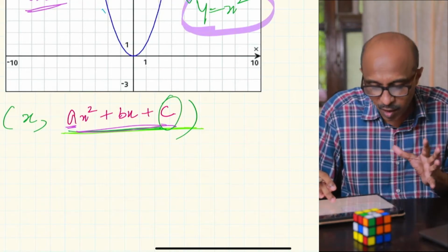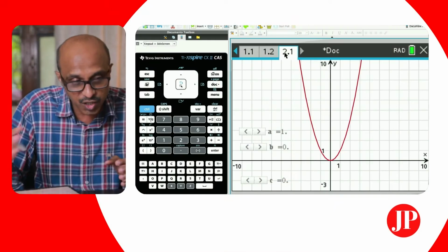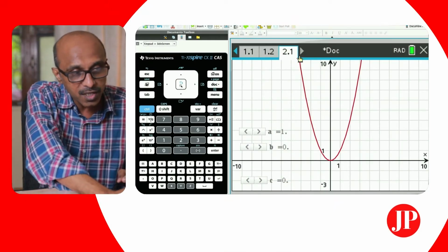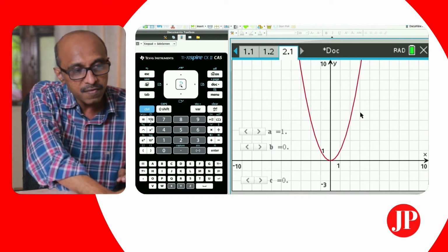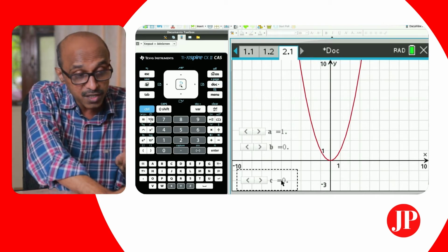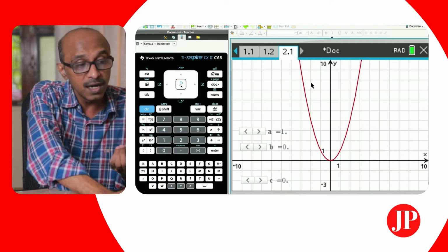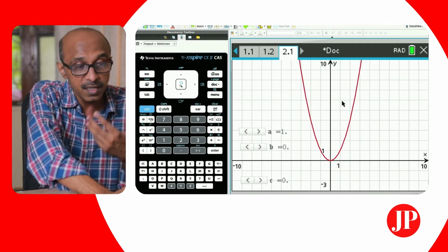And to get some idea of what a, b, and c do to the original quadratic curve, let's just jump to our graphing calculator and see. I've got this original quadratic curve here, and I've just created these sliders for a, b, and c. As you can see, the original value of c is 0, b is 0, and a is 1, and that gives us the original parent quadratic curve, the parabola.